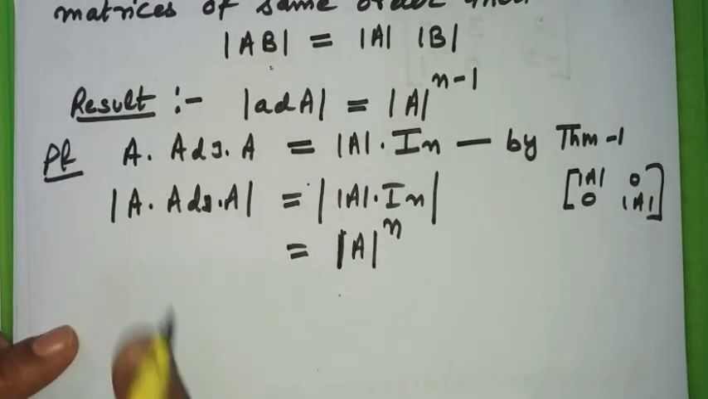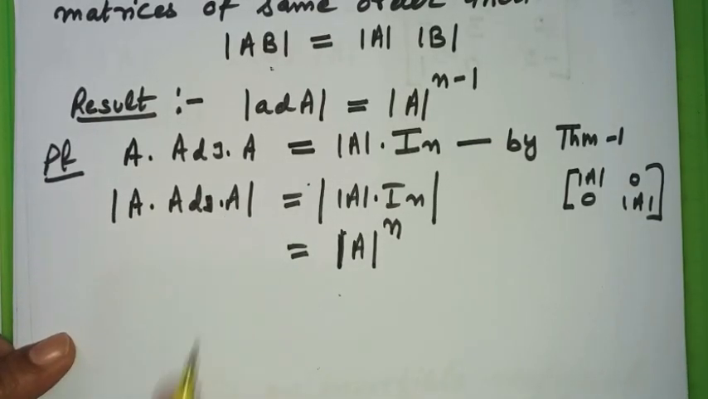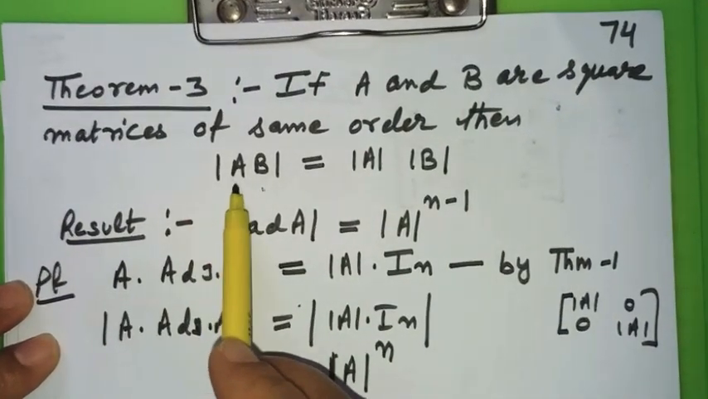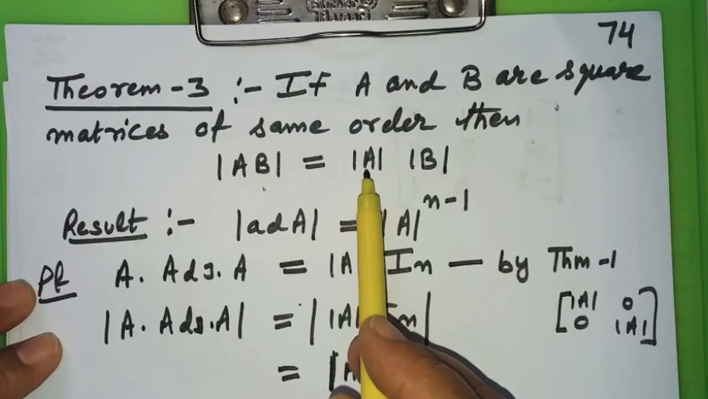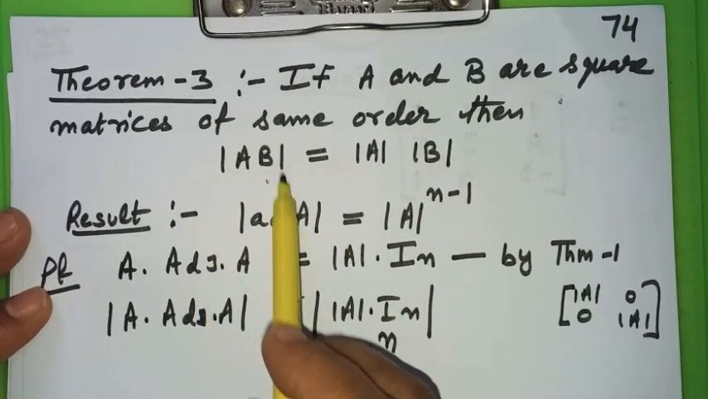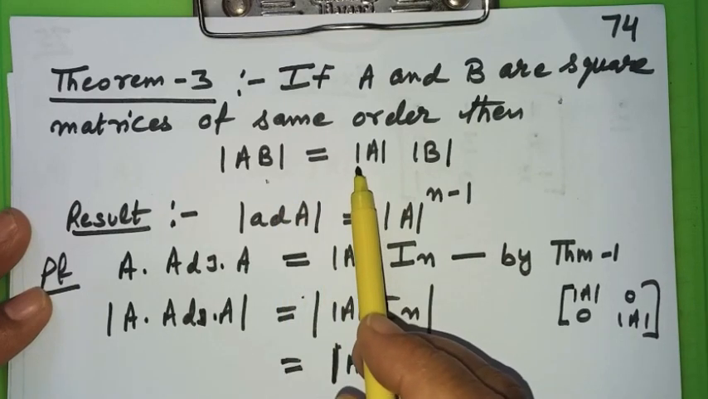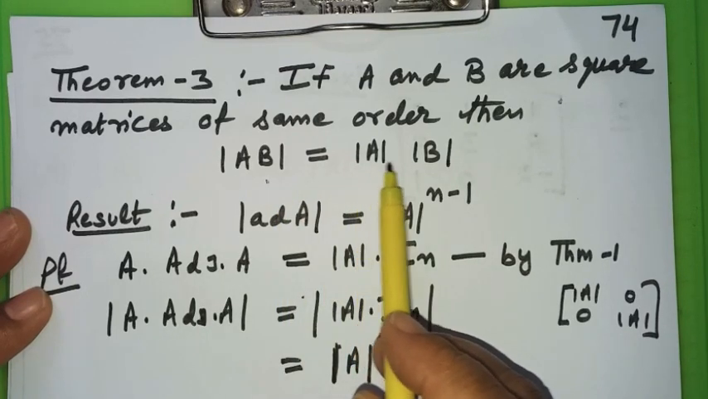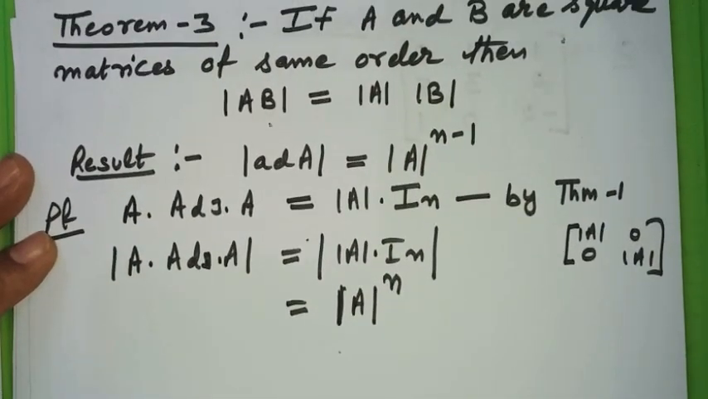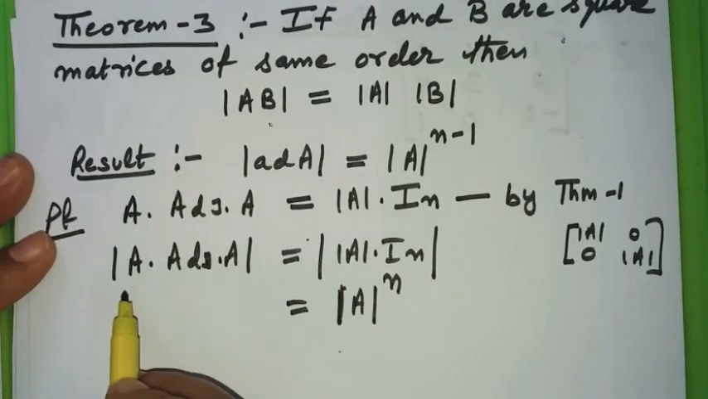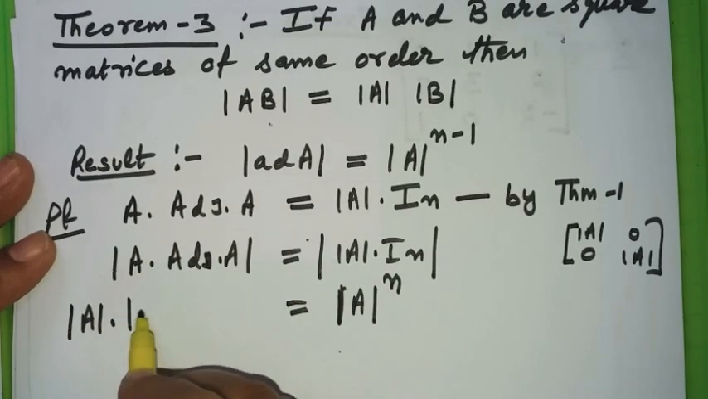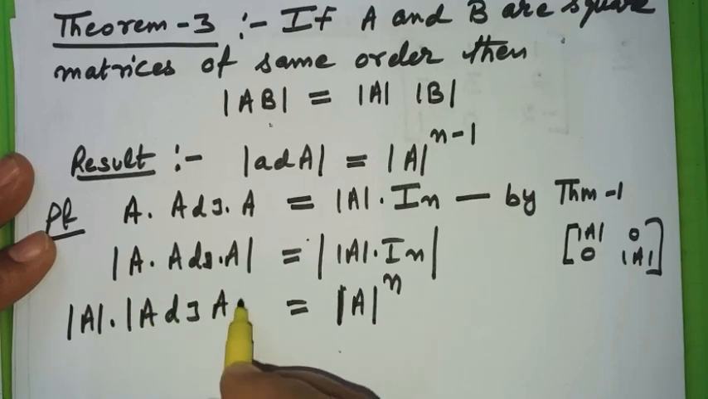Now students, here to expand this, I am going to use the result of theorem 3. Theorem 3 says that determinant of AB is the same as determinant of A into determinant of B. That means if you have a product of two matrices and you take the determinant, you can distribute the sign of determinant over both the elements of the product. So here, using the same result, determinant of A into adjoint A can be written as determinant of A into determinant of adjoint A.